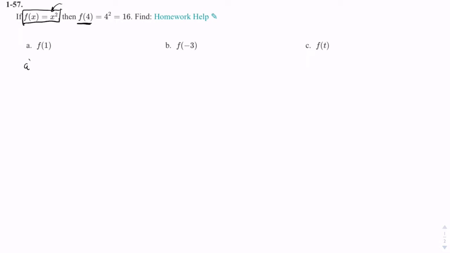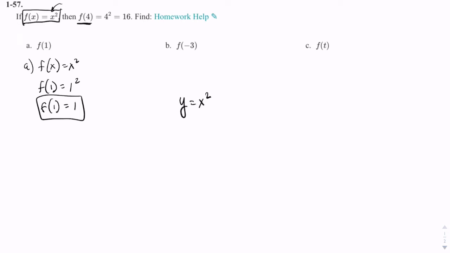So for a, what we do is we say f of x equals x squared, and we're looking for f of 1, right? Which means put a 1 in for x, so we get 1 squared. So f of 1 comes out to be 1, right? Basically, this is saying if this were written as, well, I'm just going to write this here, y equals x squared, it's saying evaluate this when x equals 1, and then we would get y equals 1. So same thing, this is just function notation.